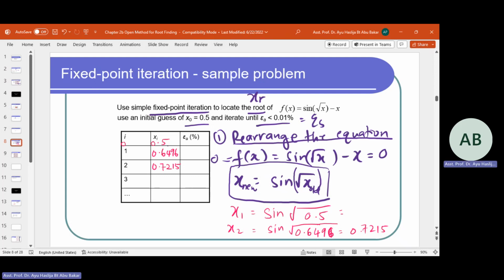Remember, you need to calculate the EA in order to know when you should stop. For the first EA, I get 23. Okay, try to proceed. Let me know until what iteration you get your EA lesser than 0.01.